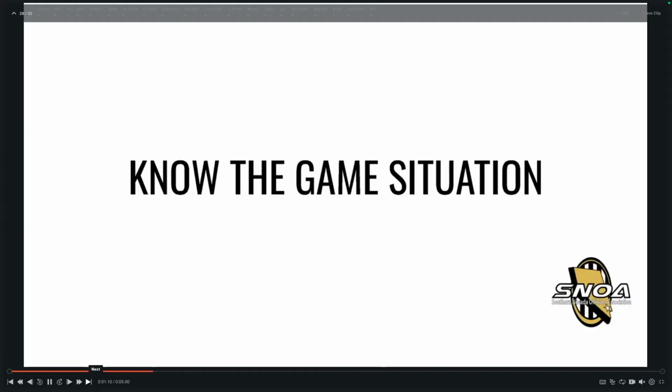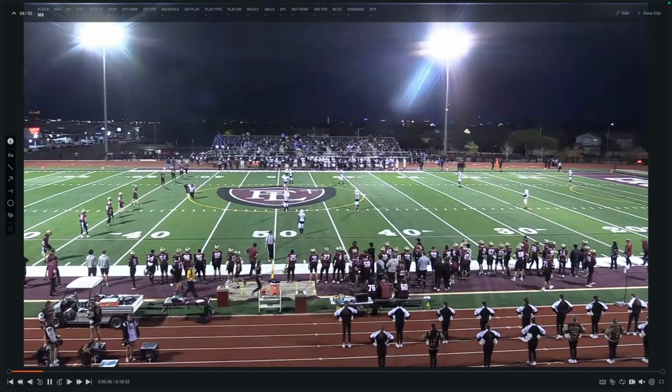All right. Know the game situation. The home team here has just scored to cut the lead to 28-7 with 1:40 left in the third quarter. So what do you think is going to happen? I'm thinking onside kick. This crew was not, because if they were, there'd be people on the 45 here and they'd scoot everybody up, right? Push everybody up, but they didn't.